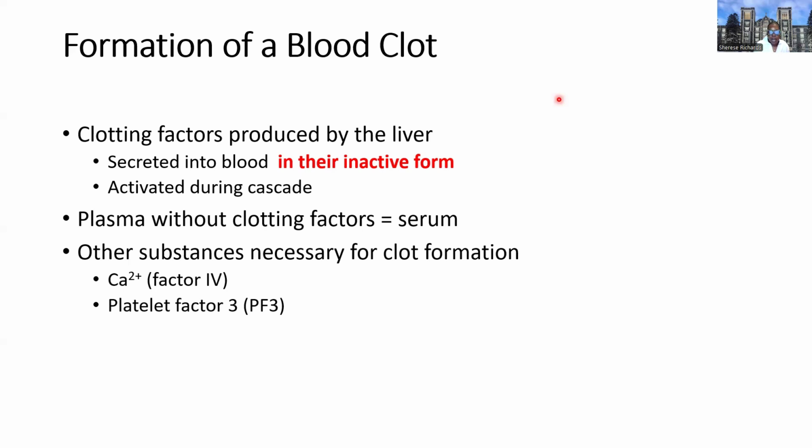Now, if we took all the clotting factors out of our blood, that would be serum. So serum is what's left behind when we take all of these clotting factors out. And then we need other substances to help with clot formation as well. So calcium, which is also called factor 4, platelet factor 3, which is another component that is needed in that activation of thrombin, right, from prothrombin to thrombin.